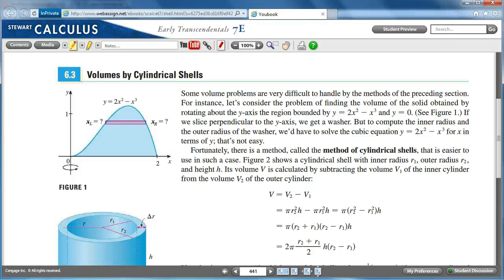In figure 1, we have the same picture, y equal to 2x squared minus x cubed. And what is the left-hand side x_L? What is the right-hand side x_R? What are the x-coordinate values? That's not easy. I don't think it is. Oh, it is possible. This is a cubic function, so it is possible. Difficult, but not impossible. But if it is quintic or higher, then flat out impossible, at least algebraically. So we need an alternative method, and one such method is the method of cylindrical shell.